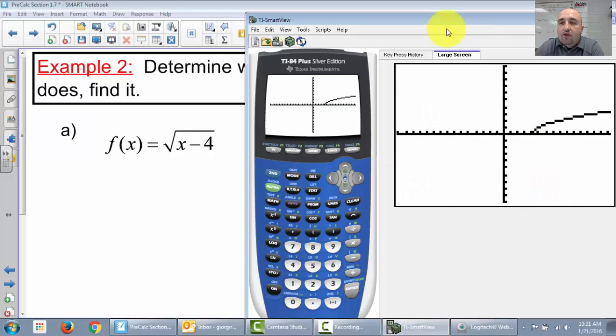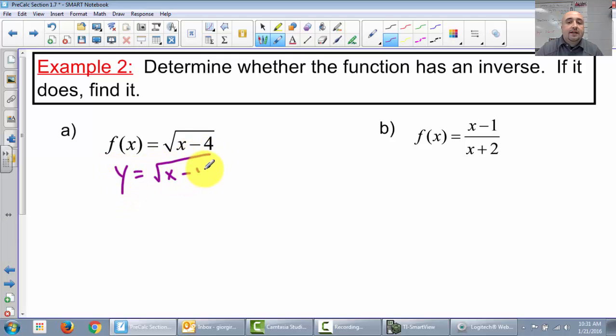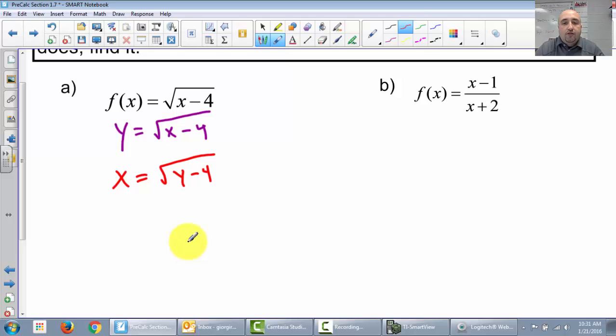So if I drag a horizontal line here, will it cross more than once? You can see no, that it won't. So it passes the horizontal line test. So this one is going to have an inverse function. All right, step 2. This equation is really y equals square root of x minus 4. Step 2 is to switch x and y. Literally, just take your x and your y and switch them. So x equals square root of y minus 4.